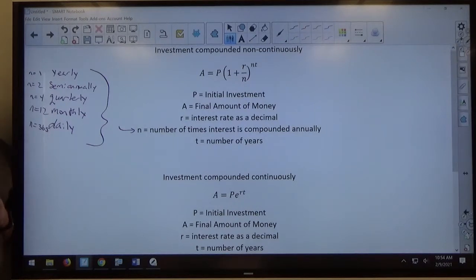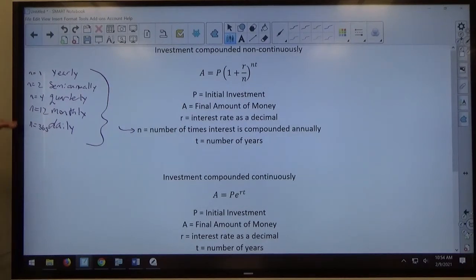So they're going to describe a non-continuous compounding interest in some of these fashions here. They could go hourly if they wanted to. Minutely, secondly, all right, how many hours in a year, how many seconds in a year, how many whatever. So however they want to compound it, they can compound it.